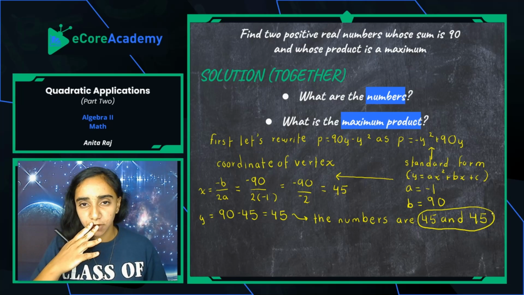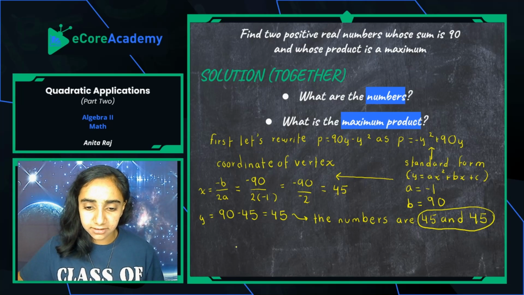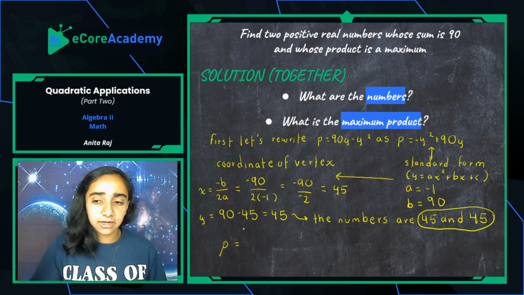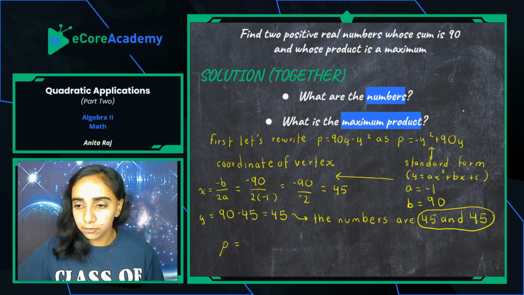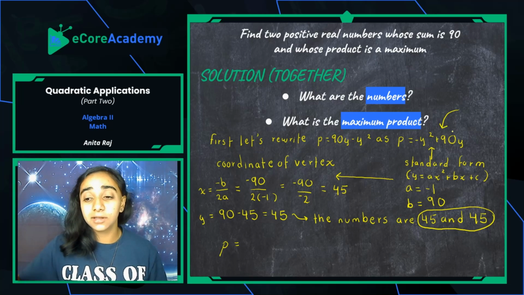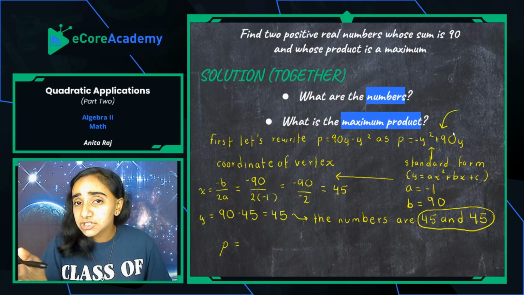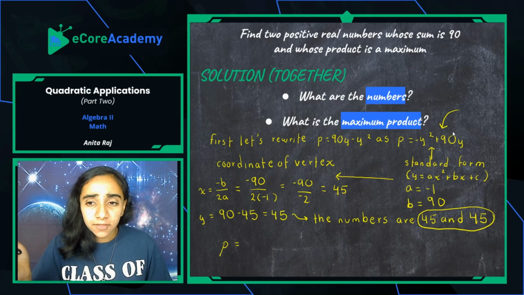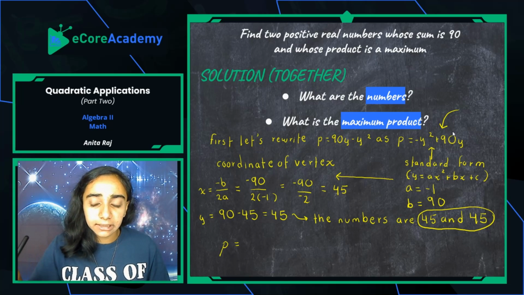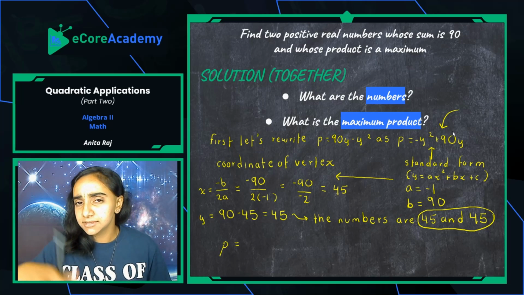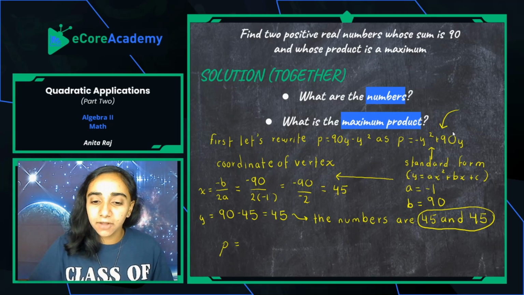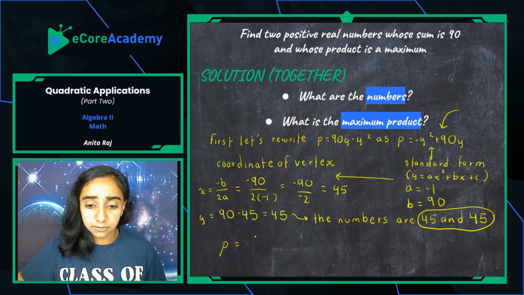Well, what is their maximum product? Remember, their maximum product is p. So p is equal to, well, we could refer back to that negative y squared plus 90y, but in actuality, we don't need to do that because we know that the maximum product is equal to the first number times the second number. Rather than plugging 45 into that quadratic function and having to square it and then do that times -1 and then doing all that math, we can just multiply 45 times 45.